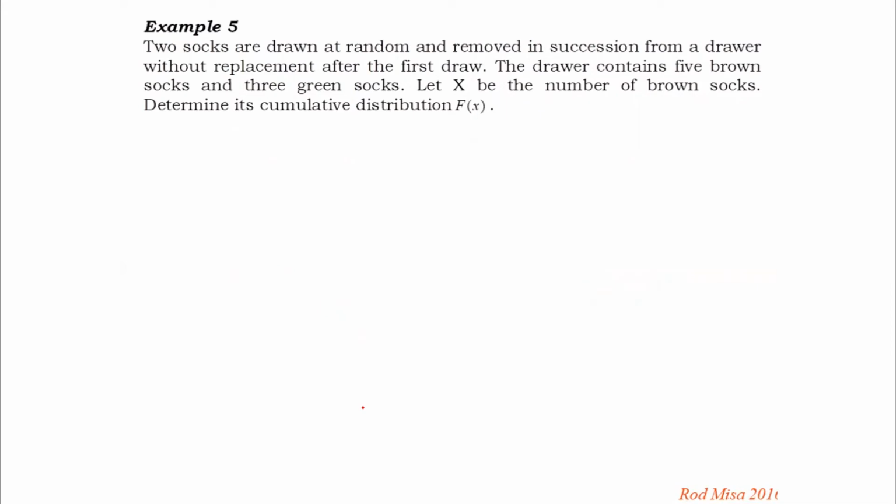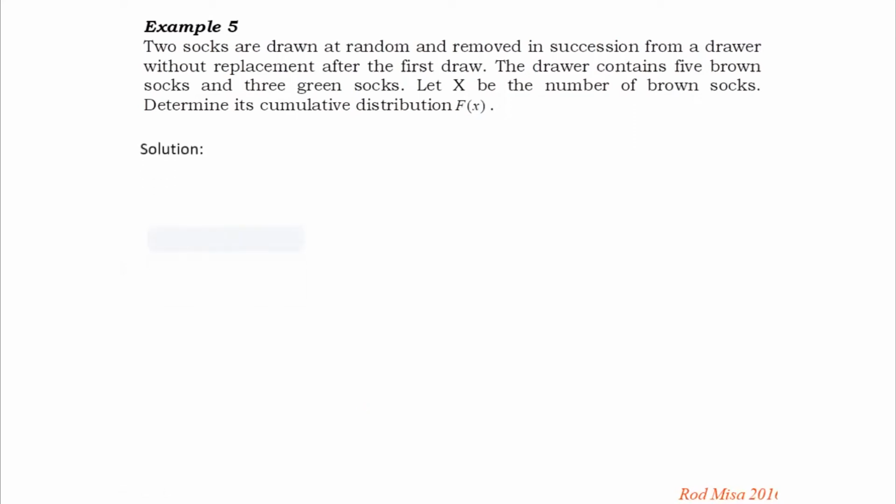Two socks are drawn at random and removed in succession from a drawer without replacement after the first draw. The drawer contains 5 brown socks and 3 green socks. And let random variable x be the number of brown socks. Determine its cumulative distribution big F of x.